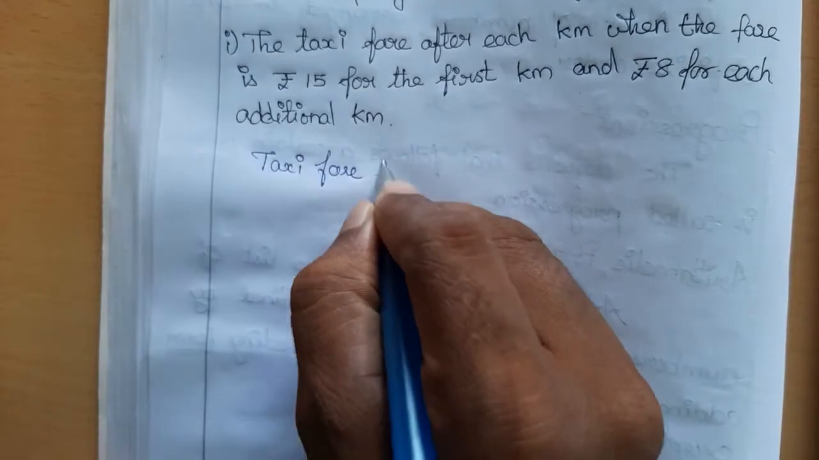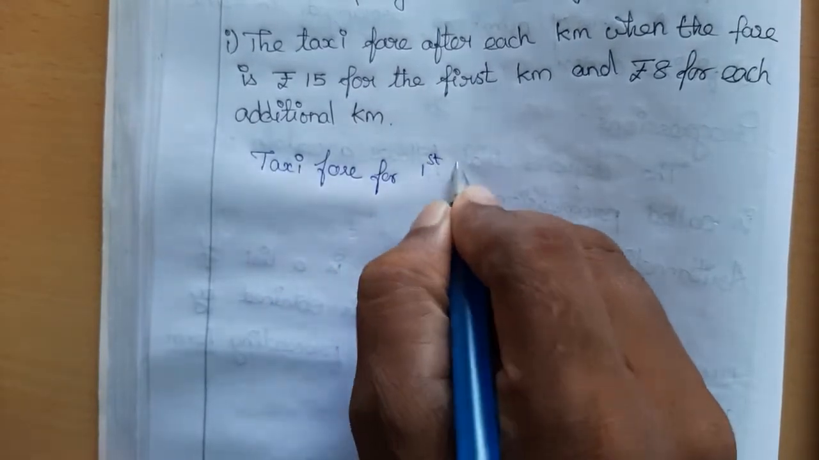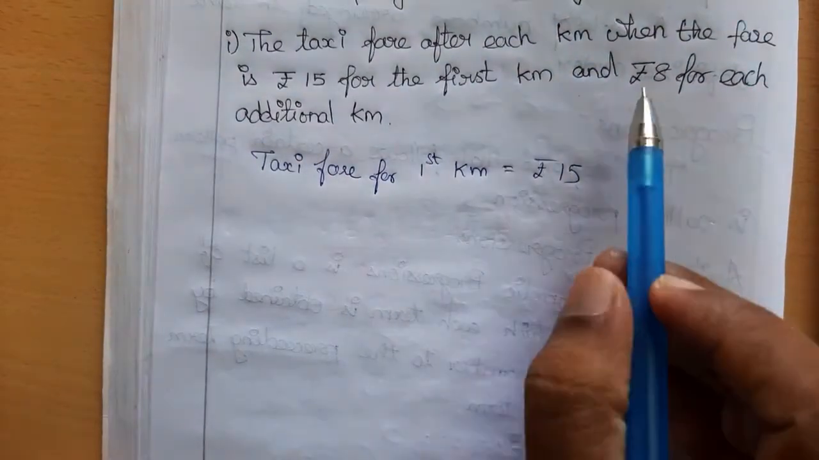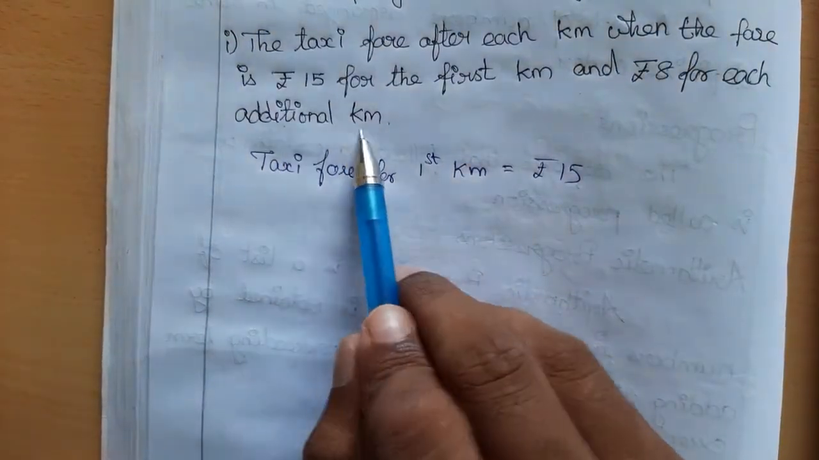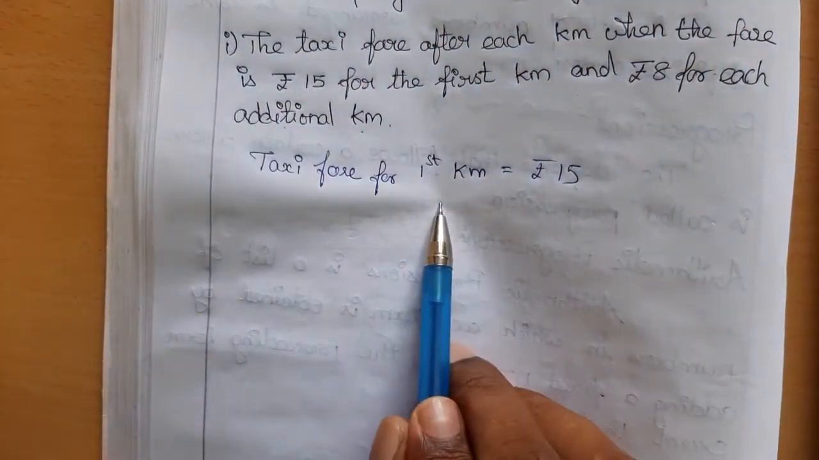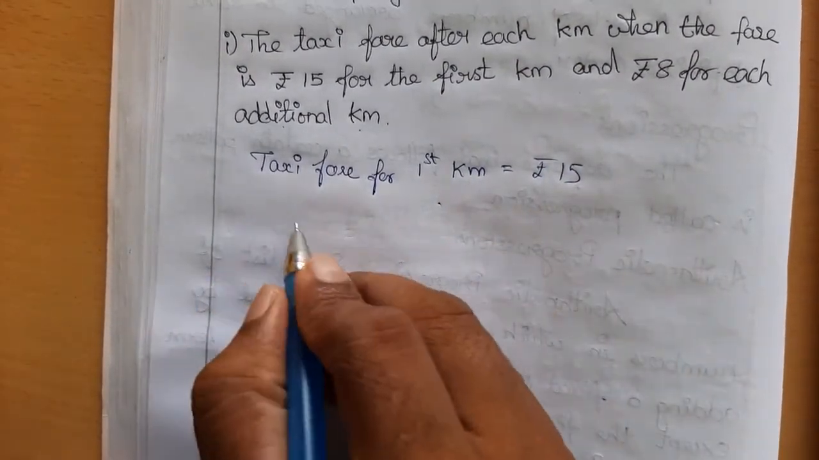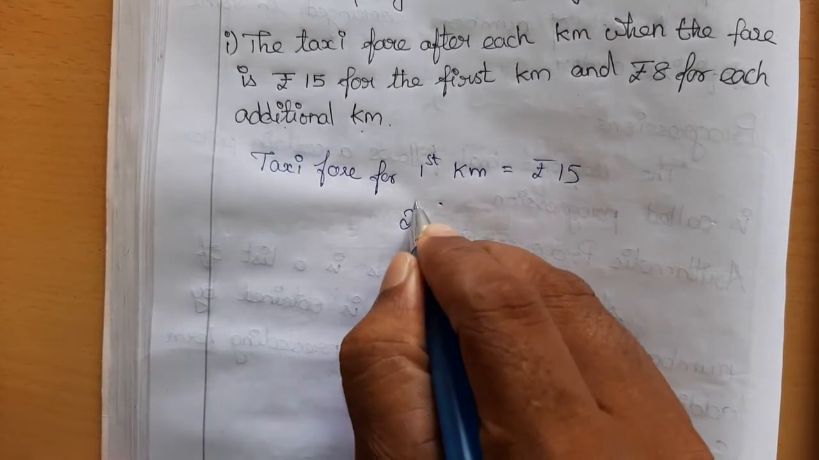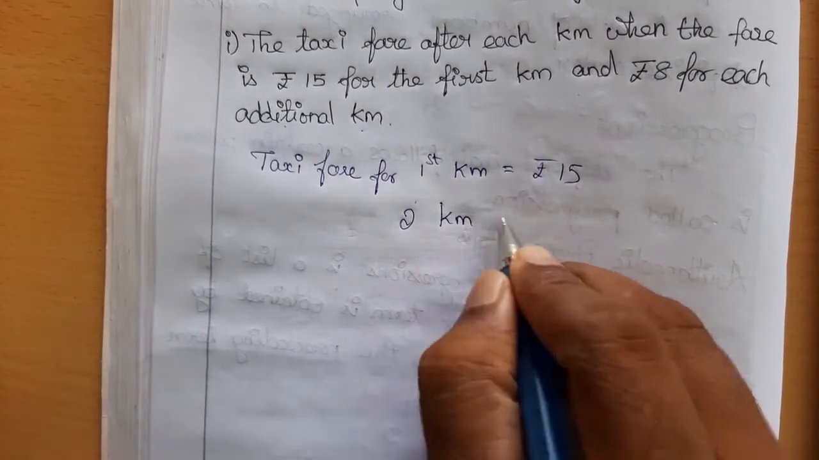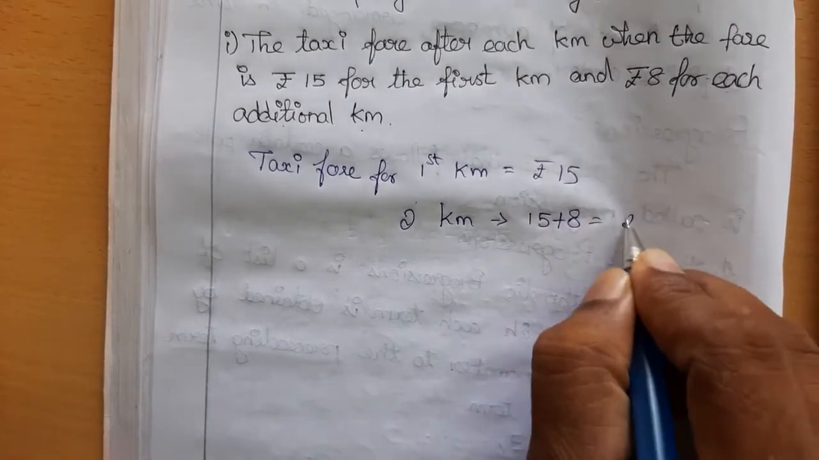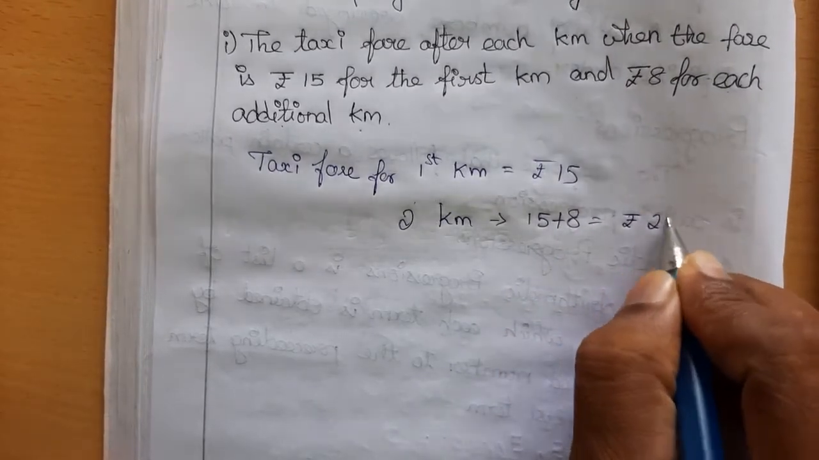Taxi fare for the first kilometer is rupees 15 and rupees 8 for each additional kilometer. So if you go for 2 kilometers, 8 will be added, right? So the taxi fare for 2 kilometers will be 15 plus 8, so it is rupees 23.